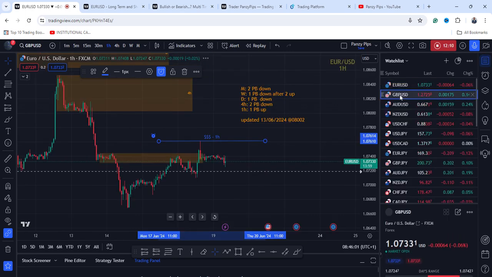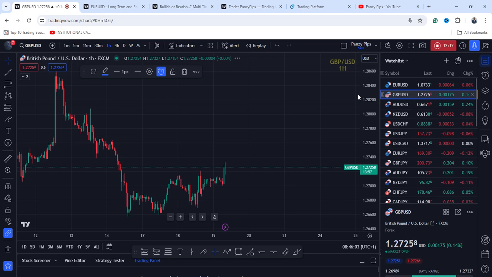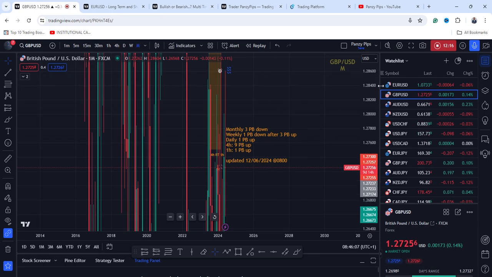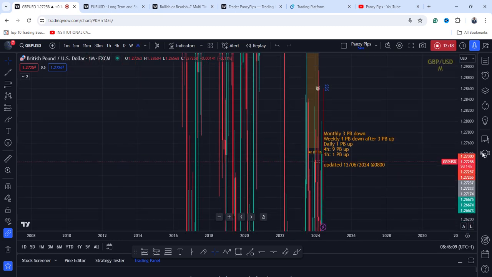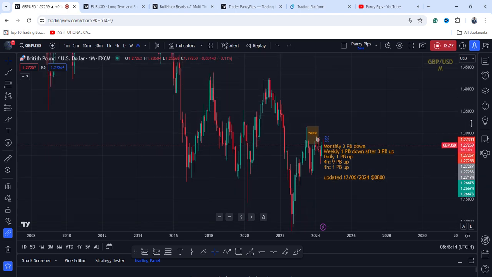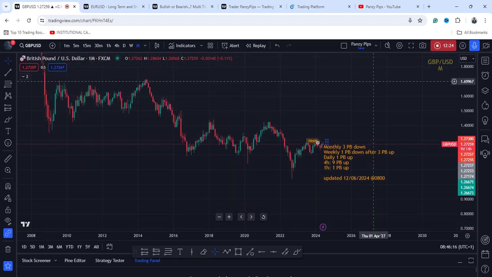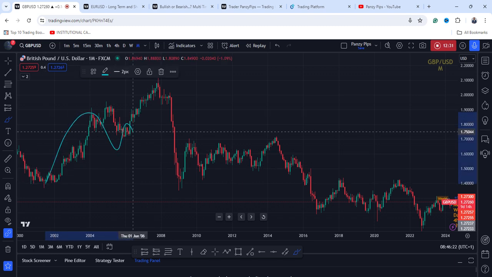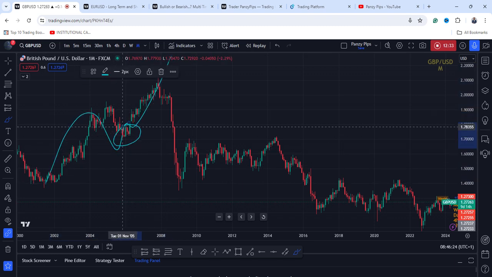On to the next, Pound US dollar. Let's see, what does it look like? Let's start off on the monthly again and run through it real quickly. So you've got the monthly, you can see the picture clearly already. Series of up moves coming here, last up move coming from here.